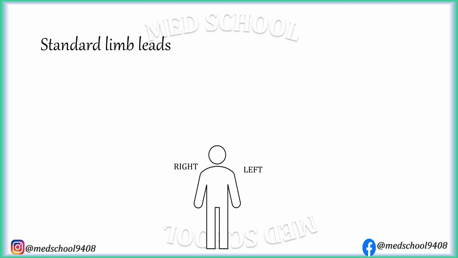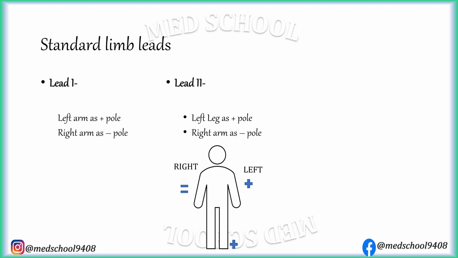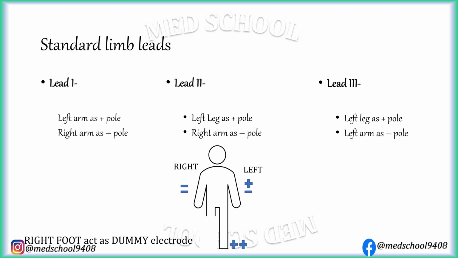Standard limb leads are the simplest ones, where one electrode acts as a positive pole and one electrode acts as a negative pole. In lead 1, left arm electrode acts as a positive pole and right arm electrode acts as a negative pole. In lead 2, left leg electrode acts as a positive pole and right arm electrode acts as a negative pole. In lead 3, left leg electrode acts as a positive pole and left arm electrode acts as a negative pole. You must be wondering, where is the right leg electrode? This electrode acts as a dummy electrode.